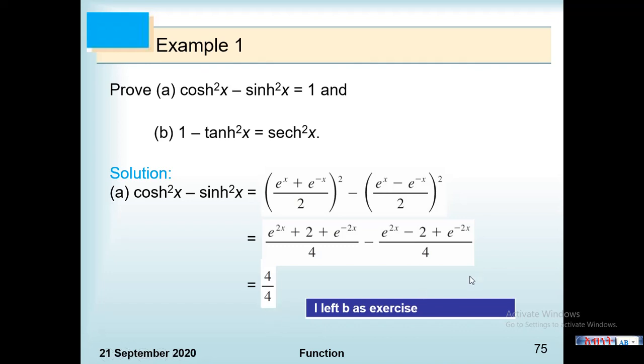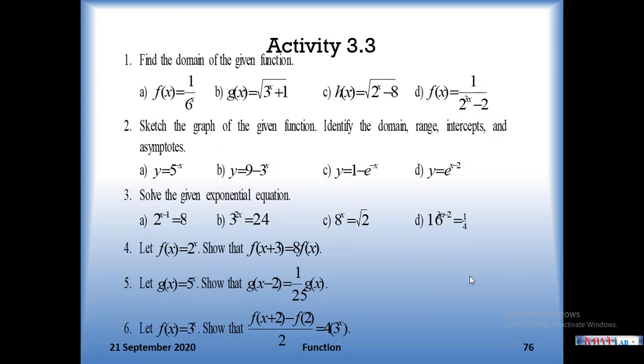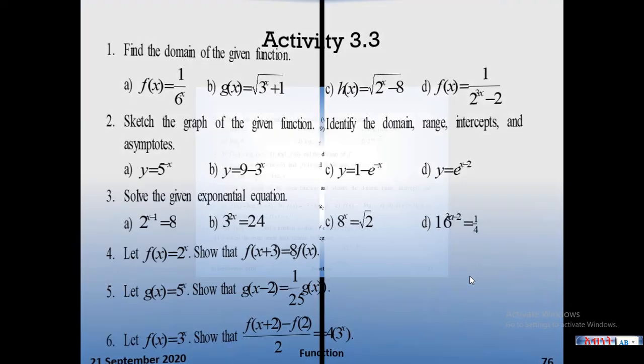So the definition is very important. The definition is very important. And here are some exercises. Please do the exercises.